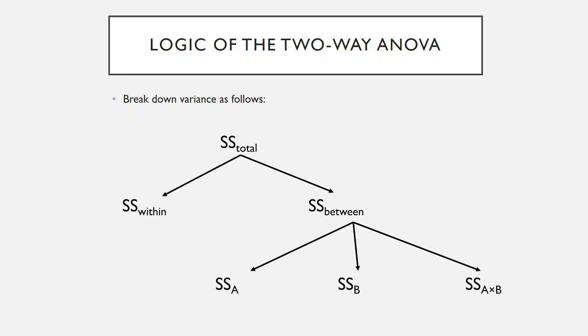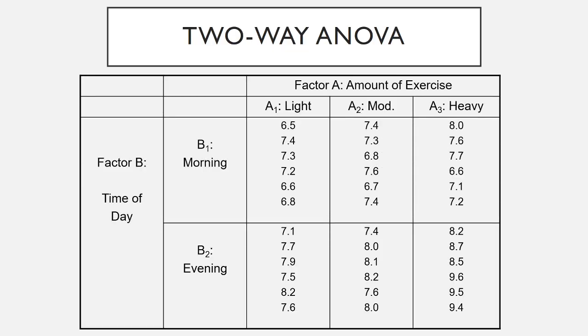The extra work comes from breaking down the sum of squares between, such that you know how much variance is coming from the main effect of your first IV, the main effect of your second IV, and the amount of variance from your interaction. So this would be, in theory, what your data might look like. So you've got a mean for that first group who had light exercise in the morning. You've got a second mean for the morning moderate exercise, right? So on and so forth. It's a lot of data.